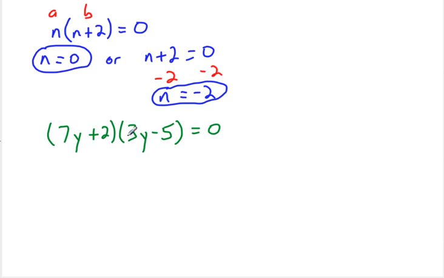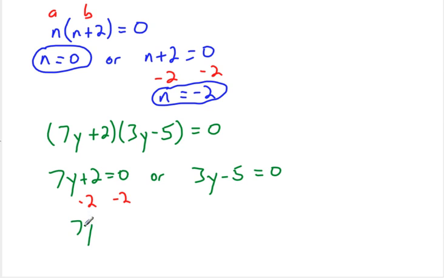And let's go down to the green one. So again, this first factor here we could consider A, so 7y plus 2 equals 0, or the second factor, 3y minus 5 equals 0. So we're going to have to solve each of these to figure out what y equals, because it's not that y itself is 0, it's that the whole factor is 0. So we're going to solve this for y. So we get 7y equals -2. And we're going to divide by 7 and get y equals -2 sevenths.